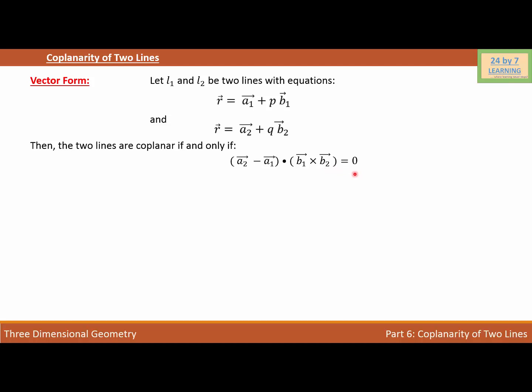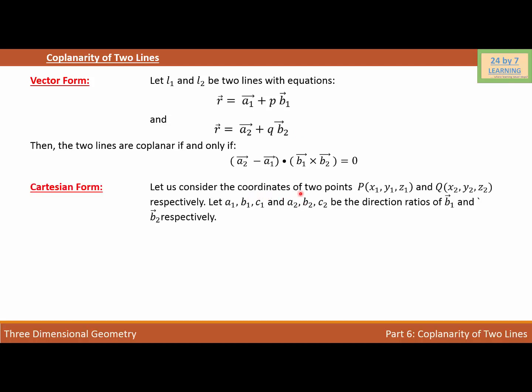In other words, we can say that if you find the cross product of vector b1 and b2 and then find the dot product of the difference of a2 and a1, that should be equal to 0. And if that's the case, then these two lines are coplanar. Now let's talk about the Cartesian form of coplanarity of two lines.